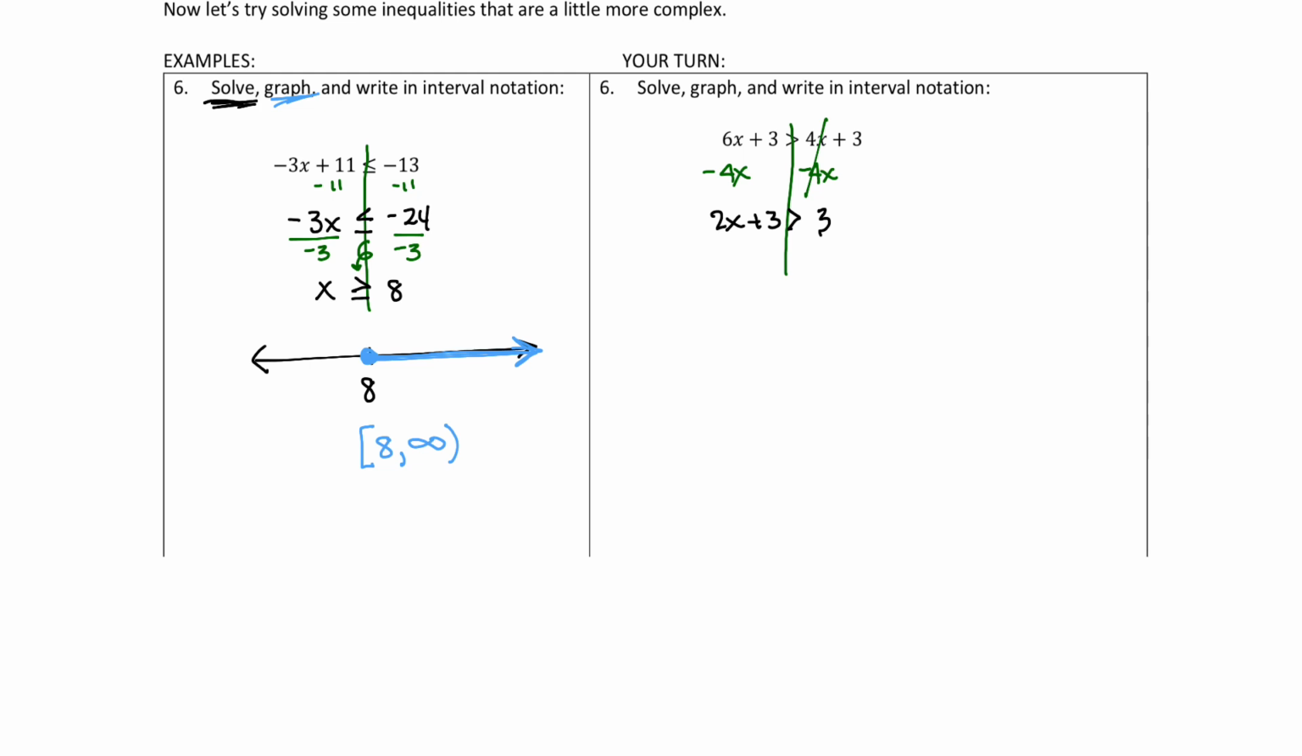Then we're going to subtract 3 from both sides. And I can feel some of you panicking already. Zeros are perfectly fine answers, so don't panic if you get a 0. And again, I didn't flip it because that 3 was subtract. It wasn't multiply or divide. Okay, now I'm going to divide by 2.